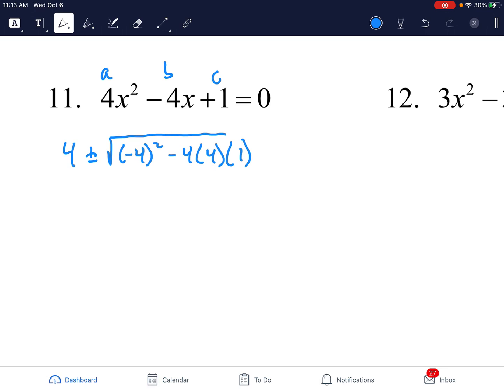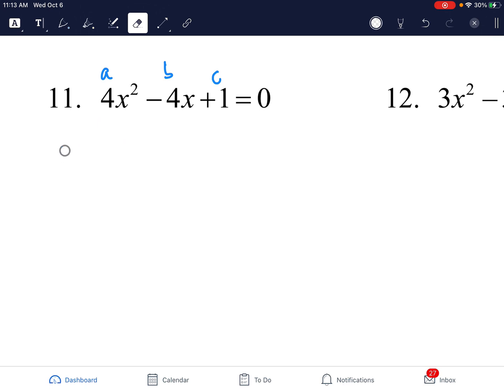Oh, this might have been factorable. It was. All right, we're going to back up. I realize it's factorable because what was going to be in there was going to be a perfect square. Actually, it's going to be 0. So let's back up. Okay. 4 times 1 is 4. The two numbers that multiply to be positive 4 but add to be negative 4 are negative 2 and negative 2.